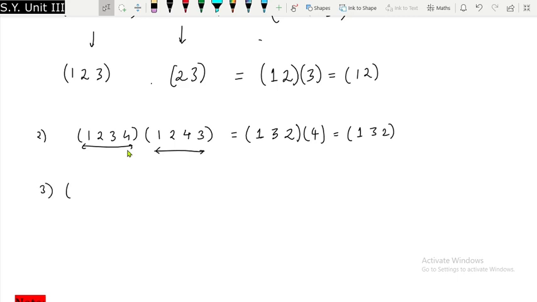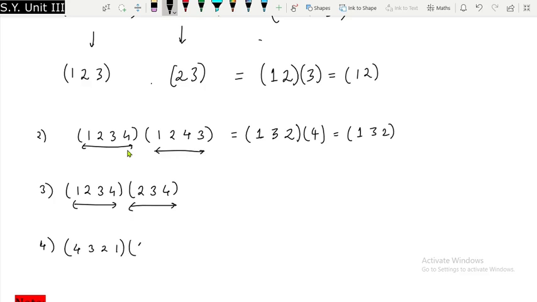Let us go for one more example. 1, 2, 3, 4 and I will take 2, 3, 4. Right? This is one element and this is one element. And finally we will go for one more. Better I take another one. Okay, 4, 3, 2, 1 and I will go for 1, 2, 3, 4. So this is one element, okay, and this is one element, right? Now you can see this is one element, isn't it?